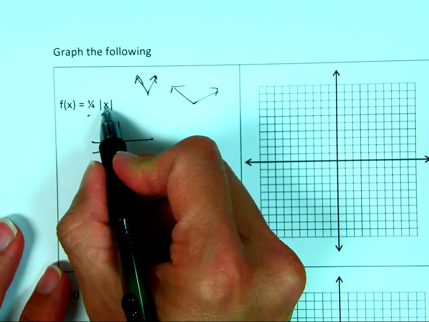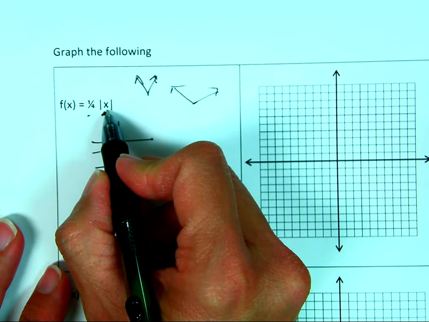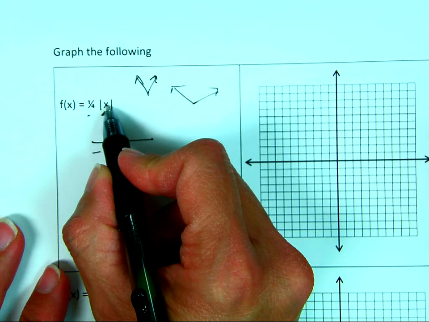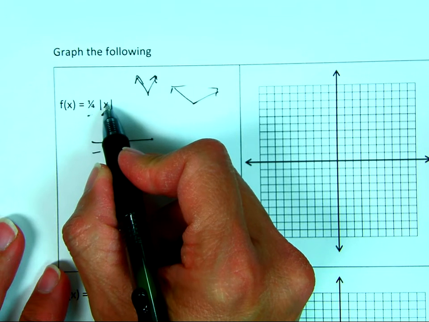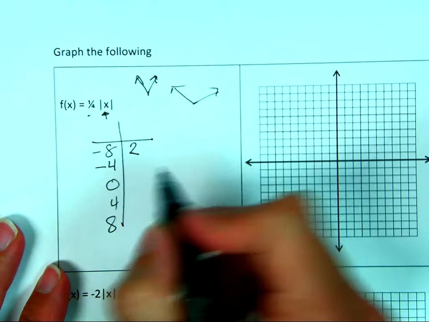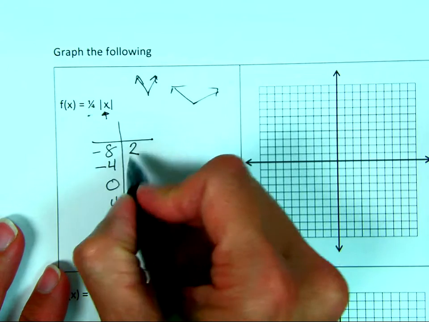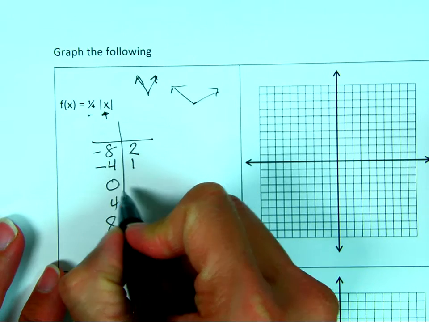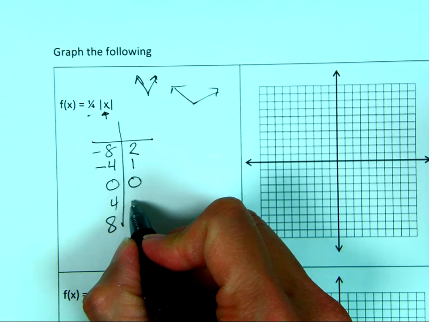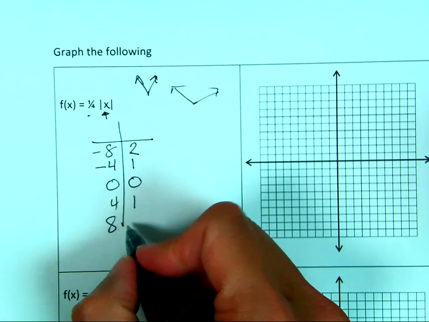So when I put a -4 in there, the absolute value of -4, let's try -8, absolute value of -8, all that means is how far I am away from 0. And so I am going to say -8 is 8 away from 0, and 8 times 1/4 is 2. Same thing here, -4, how far is -4 away from 0? It's 4 times 1/4 is 1. 0 times anything is just 0. The absolute value of 4 is 4 times 1/4 is 1. The absolute value of 8 is 8 times 1/4 is 2.